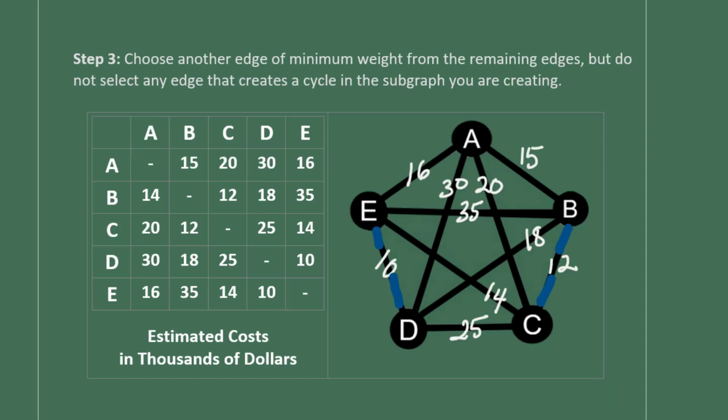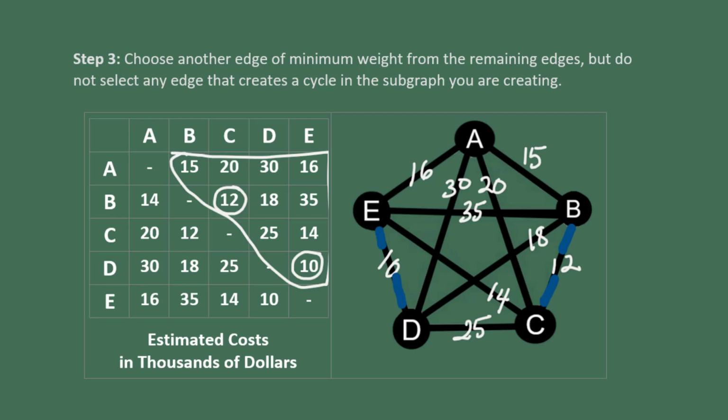Step 3 of Kruskal's algorithm is to choose another edge of minimum weight from the remaining edges, but do not select any edge that creates a cycle. Remember, we're trying to construct a spanning tree, and trees don't have cycles, so you have to keep that in mind when you're selecting edges. So from the remaining values, 14 is the next lowest value on the edge from C to E, so that will be our next selection.